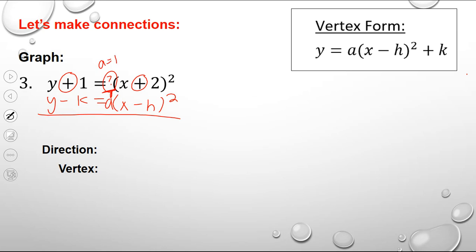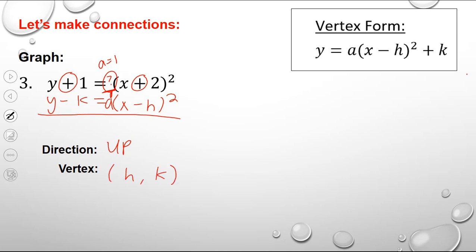Right? It's one of those invisible ones we have in math. So if you don't see the number for a, it's not that it's not there. It is there. It's just going to be 1. Now since it's a positive 1, this one opens upwards. Now I need to know h and k for the vertex.